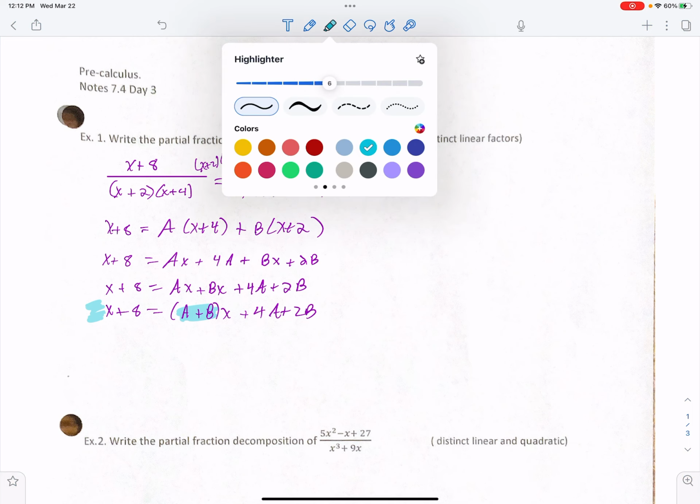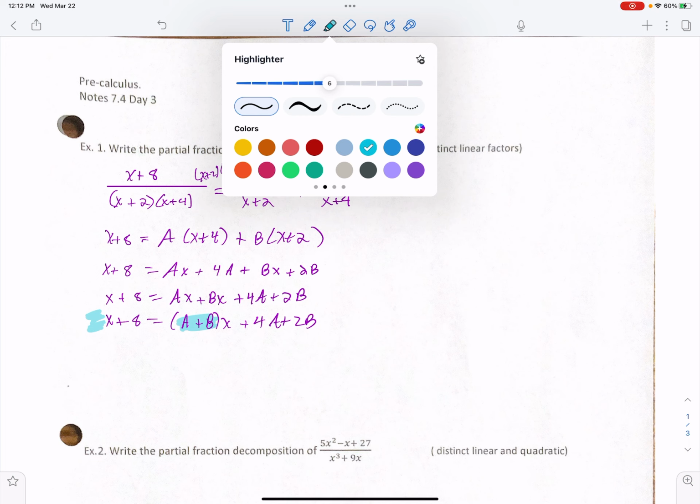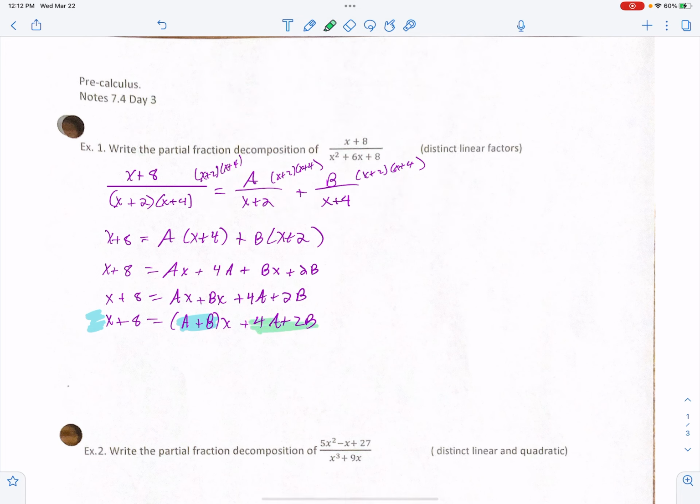And the constant on the right needs to equal the constant on the left. So then I set up the system. A plus B has to equal 1, and 4A plus 2B has to equal 8. And then solve that however you want.